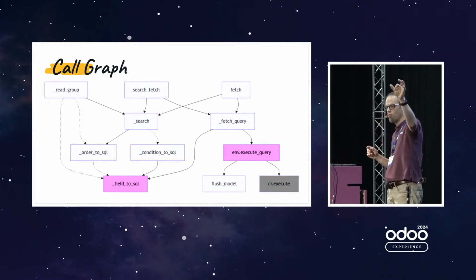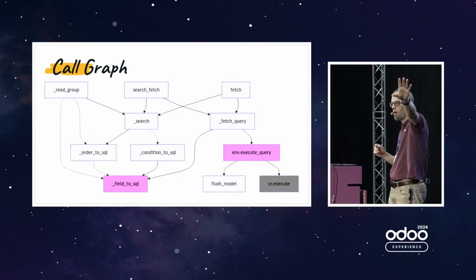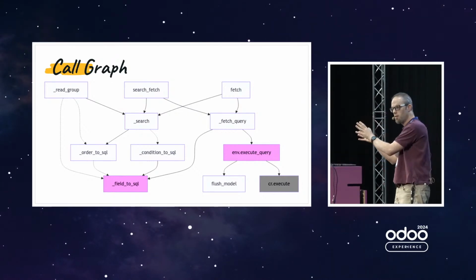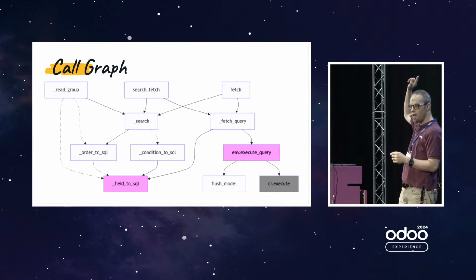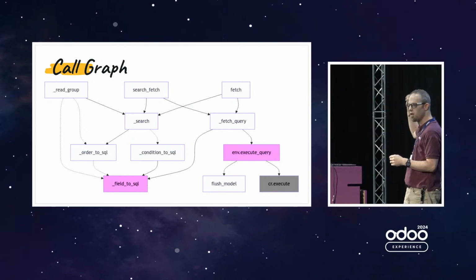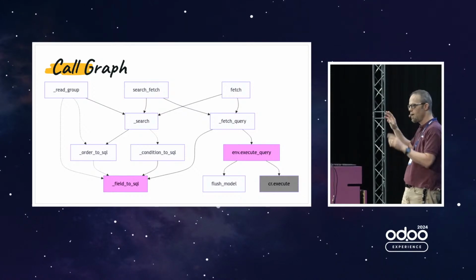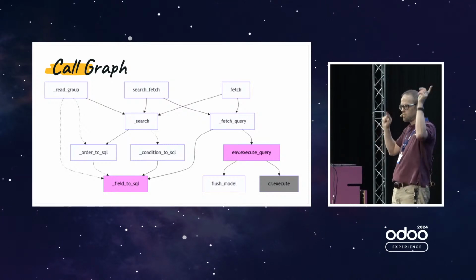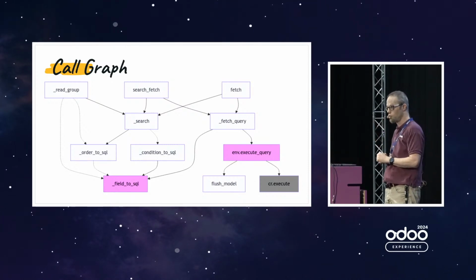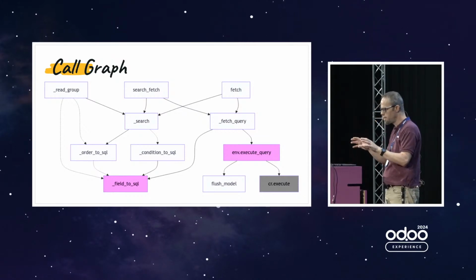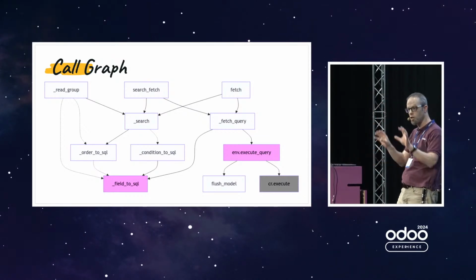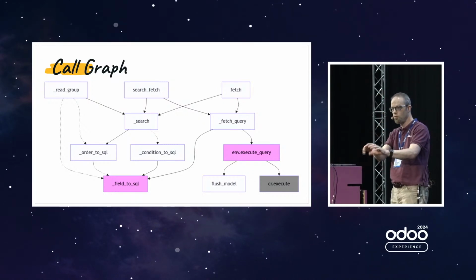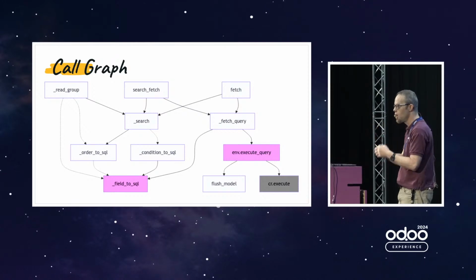And you have fetch query, which will figure out the select part of the SQL query. And so for the order, we go through a method on the model. So the gray boxes and the pink one, field to SQL, they're on the model, and the others are on the environment or the cursor. So the important bit is that we go through a bunch of methods which are on the model, and they all end up in a method which was actually already introduced in 17, which is field to SQL.